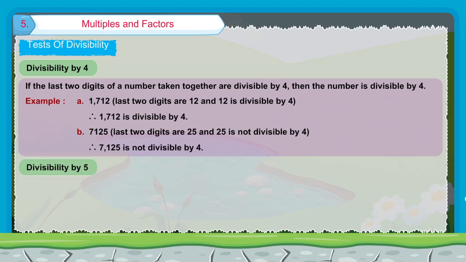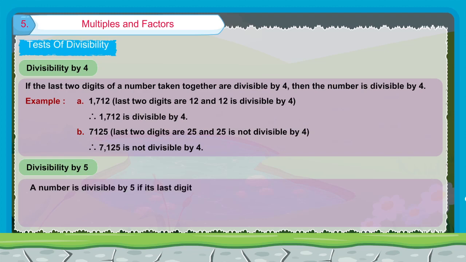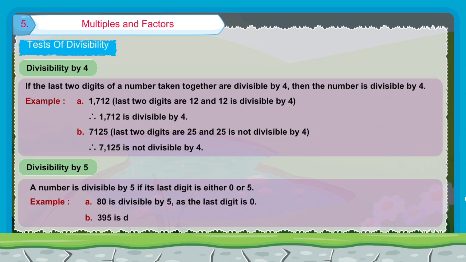Divisibility by 5. A number is divisible by 5 if its last digit is either 0 or 5. Example A. 80 is divisible by 5 as the last digit is 0. B. 395 is divisible by 5 as the last digit is 5.